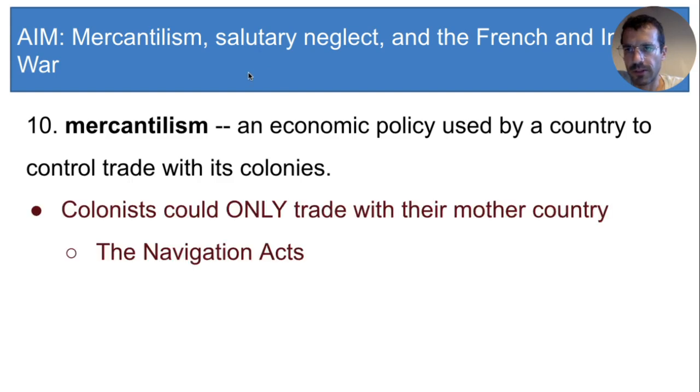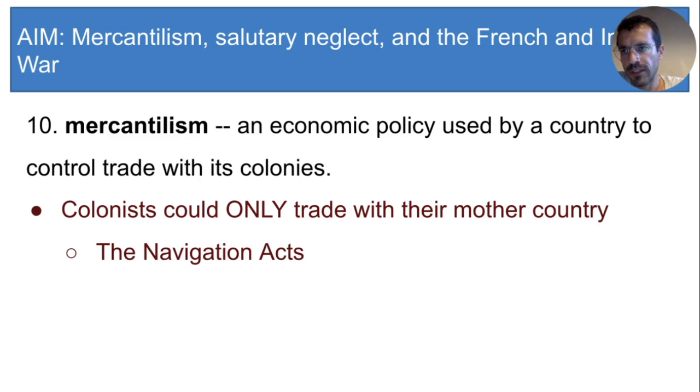Here's the main rule of mercantilism. The colonists were only allowed to buy and sell goods to merchants from the mother country, which was England, also called Britain. So the British colonists sold their natural resources to British merchants, who then shipped the goods to England and sold them to British manufacturers.